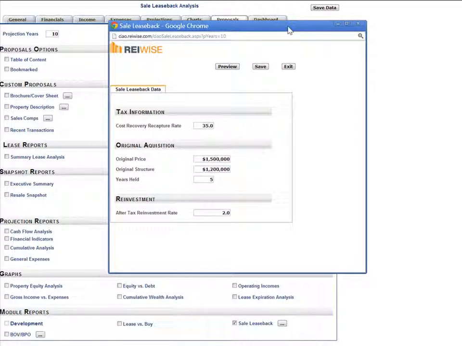Please enter a rate of reinvestment for the equity that you are unlocking if you sell the property and lease it back. To create an apples-to-apples comparison, we must put the equity to work. The reinvestment rate is the rate of return on the equity that you are pulling out and putting it into another investment. Once you've completed this, please click Save and Exit.